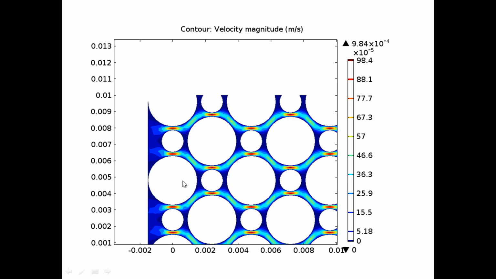So this is the velocity magnitude, and you can see that the velocities increase as you reach these small gaps between the grains, and then the velocity drops here in the larger gaps. These zones right here are relatively low velocity zones. In fact, right in here it's stagnant.